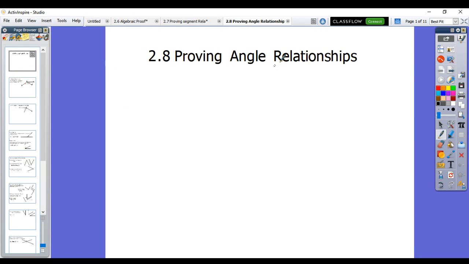Today we are talking about angles. Last time we talked about segment relationships. Now we're talking about angle relationships. Let's see what's so special about these angles right here.